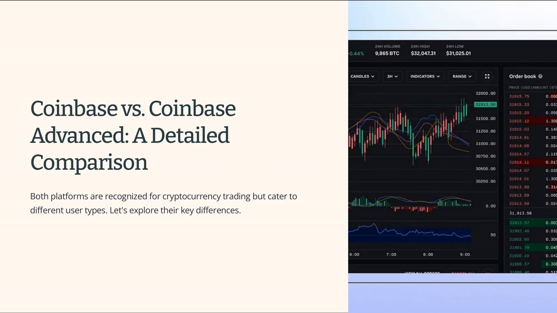Welcome to this detailed comparison between Coinbase and Coinbase Advanced. Both platforms are widely recognized for trading cryptocurrencies, but they cater to different user types. Let's dive into the specifics and see how they stack up against each other.